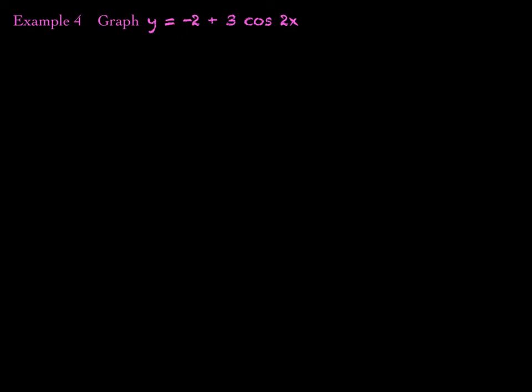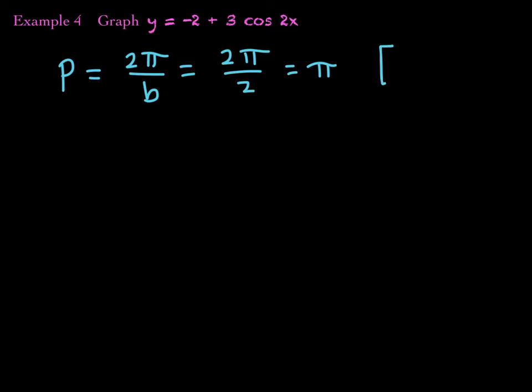All right, the first thing we're going to do is find the interval over which it completes one period. So let me do this. The period is 2 pi over b, remember that. So in this example, it'll be 2 pi over 2, which is pi. Right, everybody? 2 is your b value. Now, I want to say something here. The interval over which it completes one period is 0 to pi.